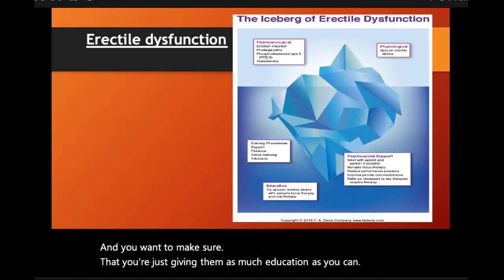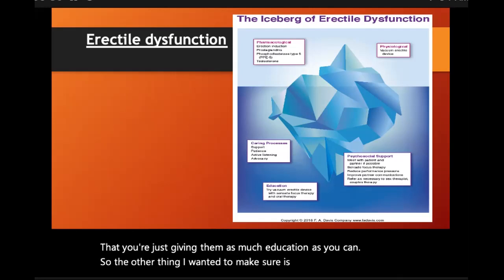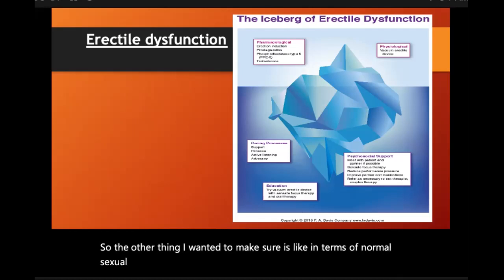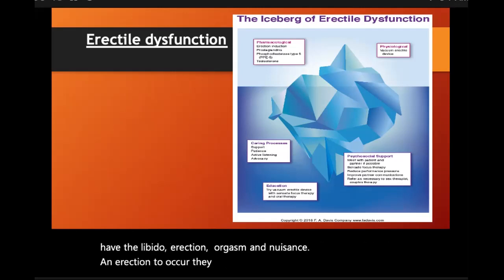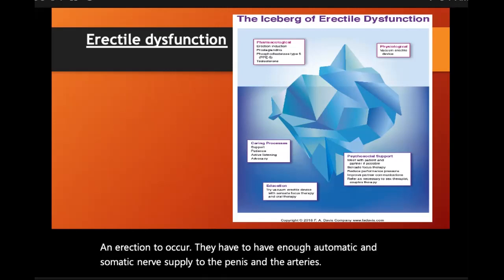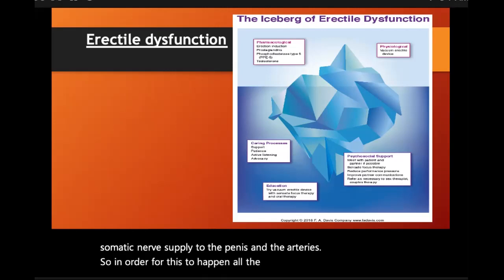The other thing I wanted to make sure of is, in terms of normal sexual functioning, keep in mind that in men, they have 5 phases. They have the libido, erection, ejaculation, orgasm, and detumescence. For an erection to occur, they have to have enough autonomic and somatic nerve supply to the penis and the arteries. So in order for this to happen, all the muscles and the neurotransmitters need to all be in sync.